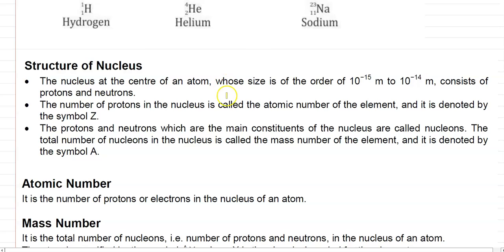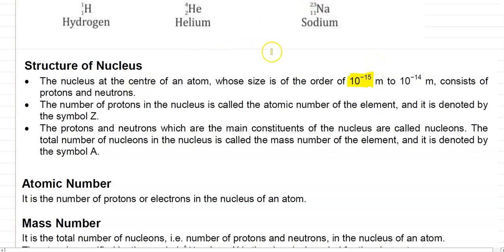The nucleus is a very small part of the atom, very small. Its radius is of the order of 10 to the minus 15 meter, which is about 1 by 10,000 of the size of the atom. But all the mass and positive charge is compressed within this small size.